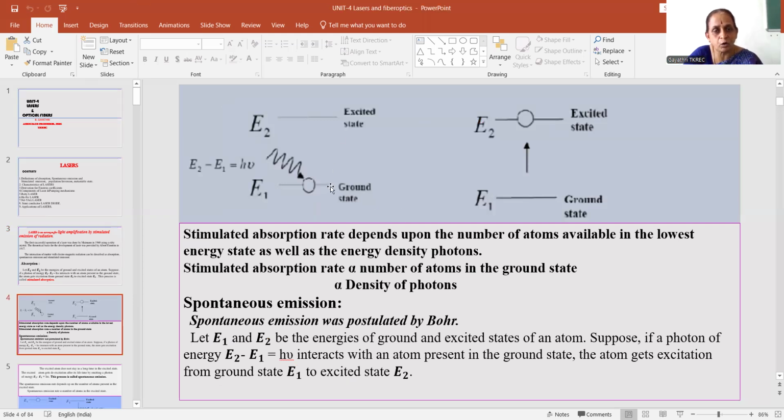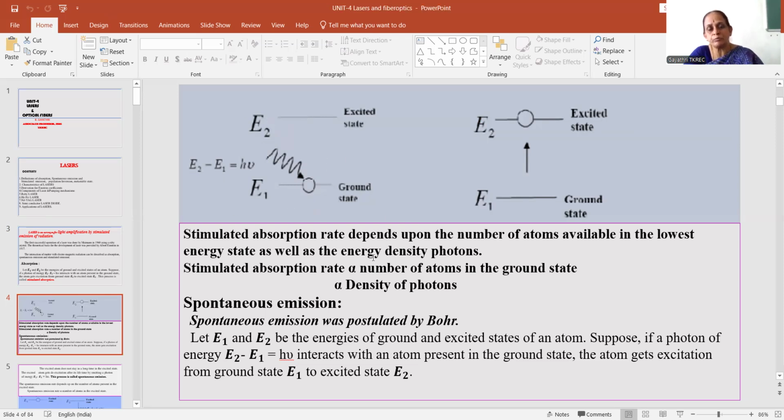Now E1 is the ground state and E2 is the excited state. Now a photon of energy h nu, which is equal to the difference between the energy states E1 and E2, is incident on the atoms. These atoms will acquire that energy and they will be excited to higher energy state, that is E2. This is called as stimulated absorption.